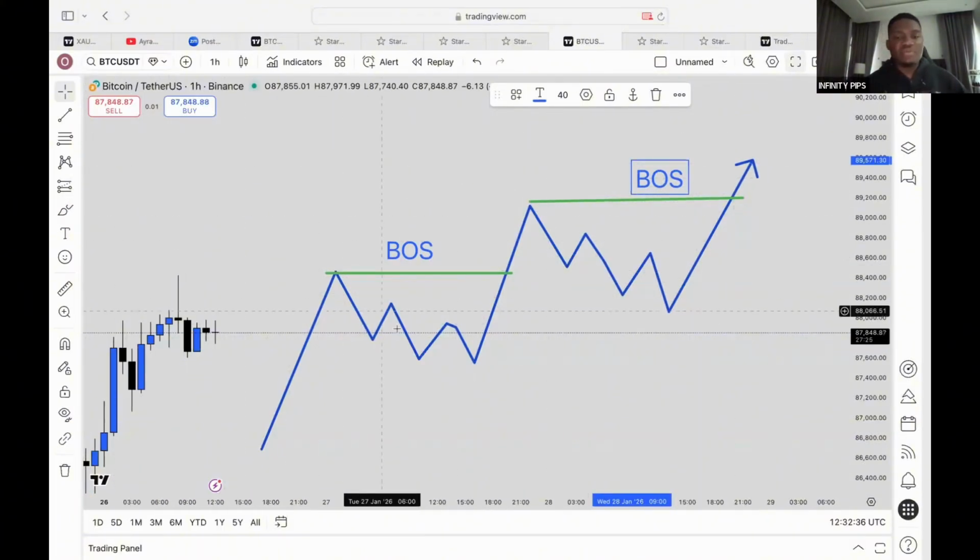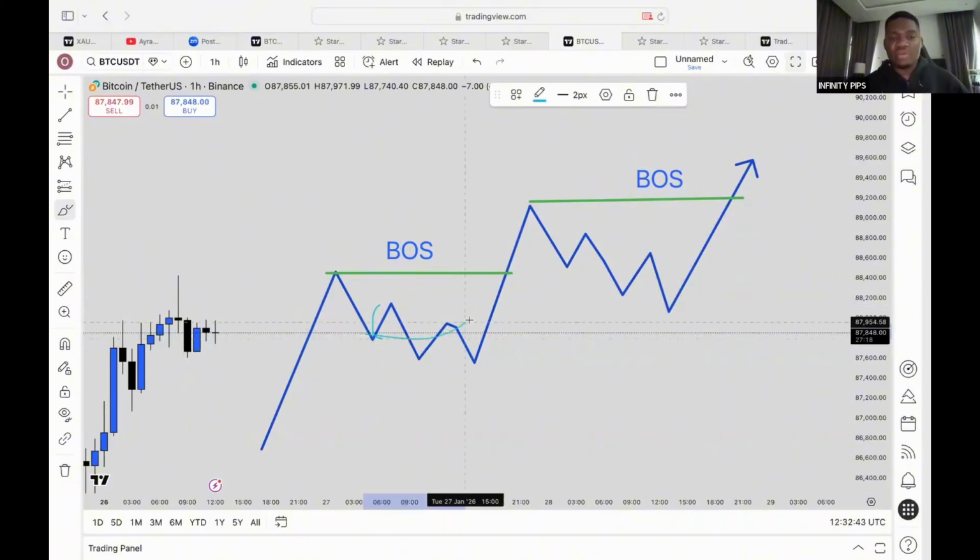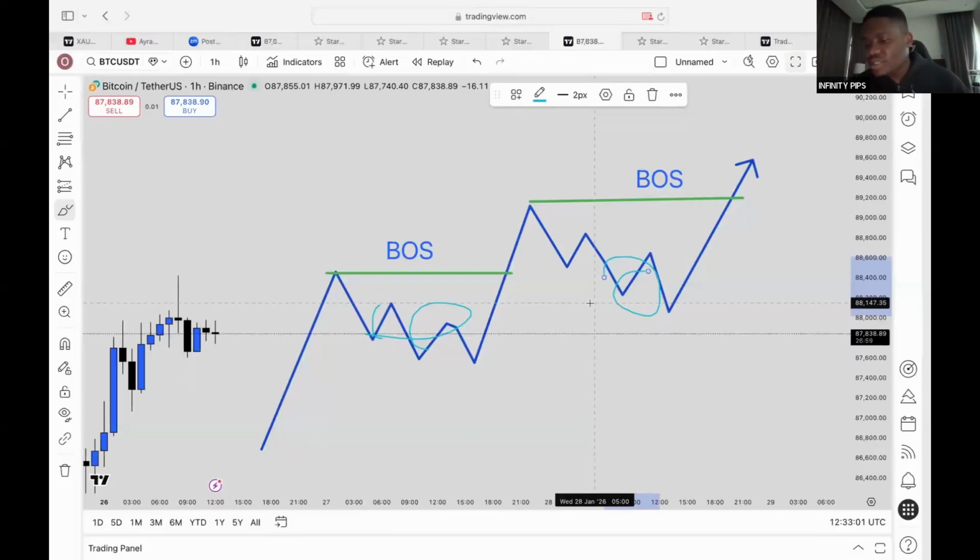Can anybody tell me what this area is called? What are all these small noisy areas? Can anybody tell me what this internal noise area here is called? Well, yeah, a bit of a consolidating pattern, but these are also known as the internal structure. Yes, you are correct. These are where the retracement happens. You say the market has retraced a bit, the market wants to retrace a bit. These are what we call internal structure.